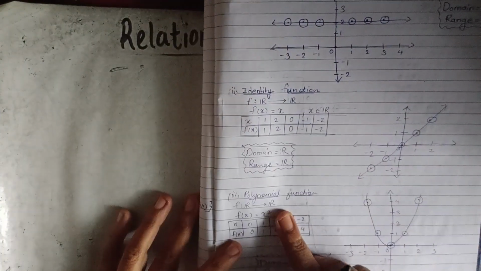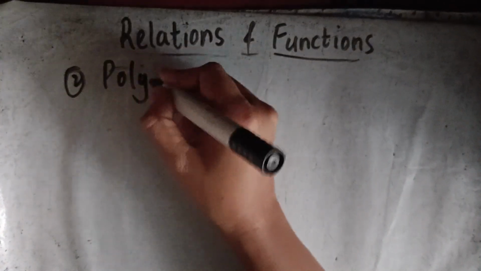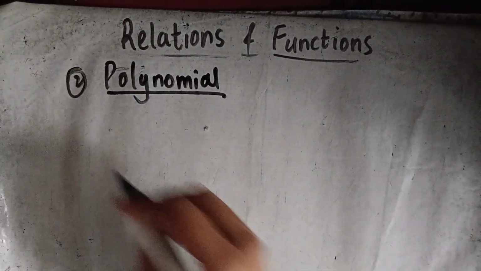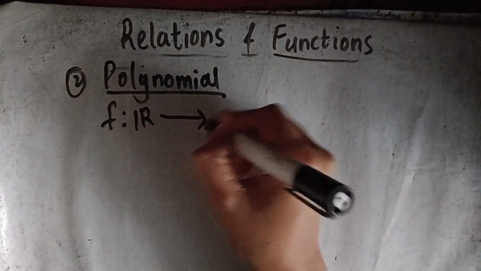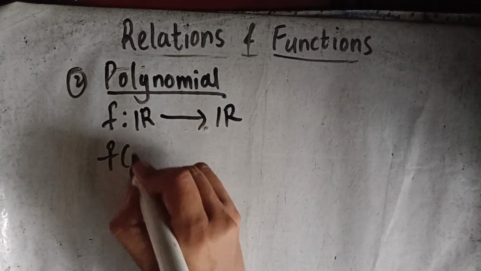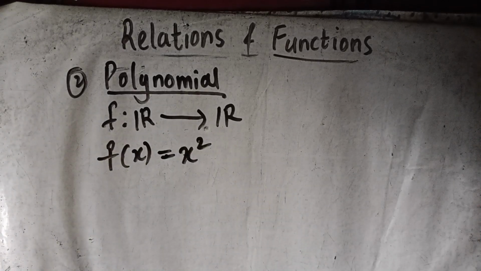Second function is your polynomial function. I'll just write. Function is from real numbers to real numbers. And polynomials are in the form x square, x cubed. So one more is remaining, constant function. We'll do it later.